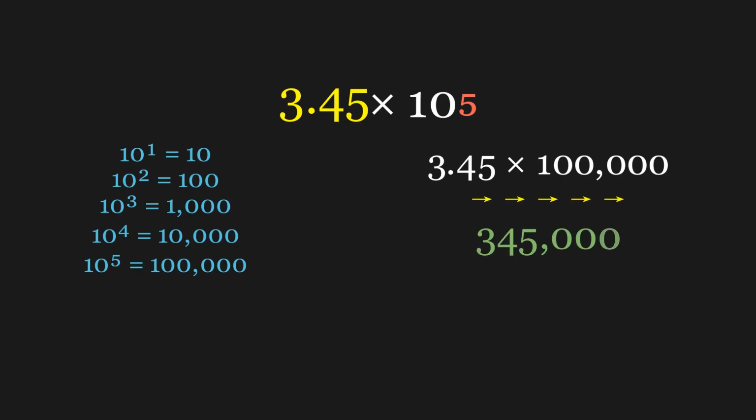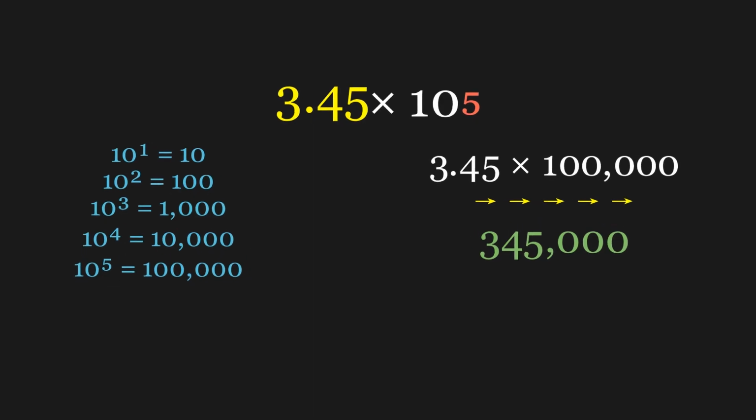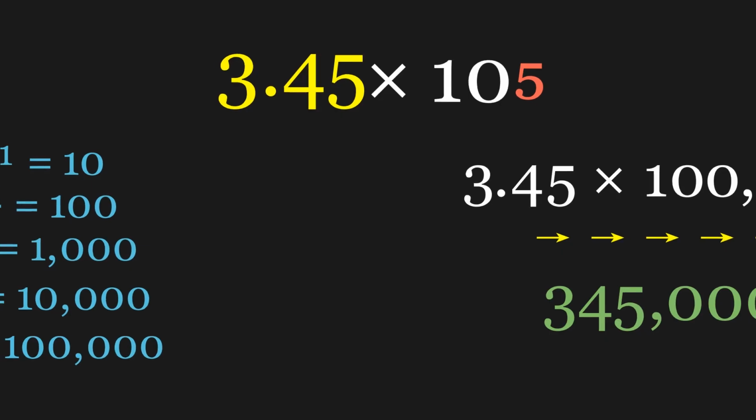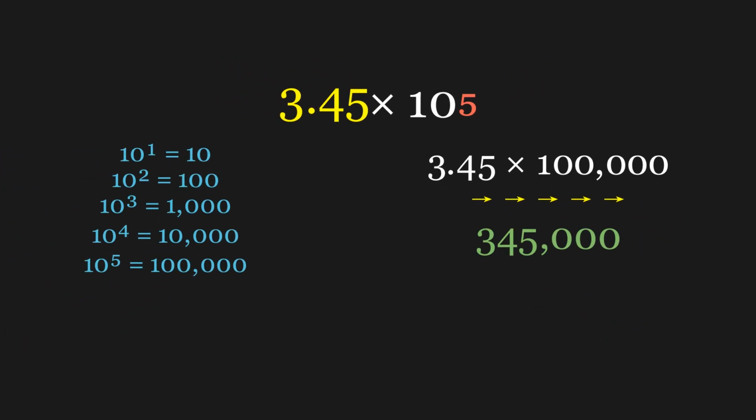One more sanity check with the small number. 6 times 10 to the negative 4th power. 10 to the negative 4th power means 1 divided by 10 to the 4th power, which is 1 divided by 10,000, or 0.0001. Multiply that by 6 and you get 0.0006, right back where we started.